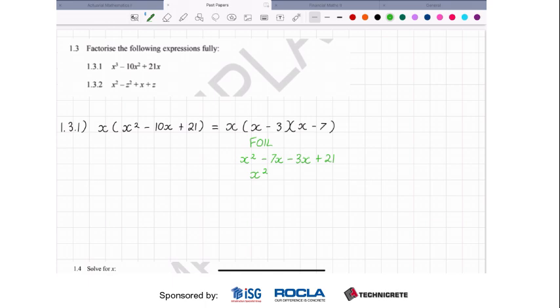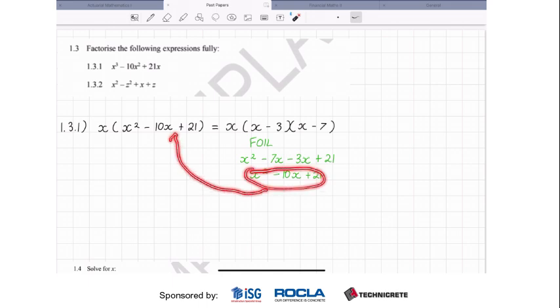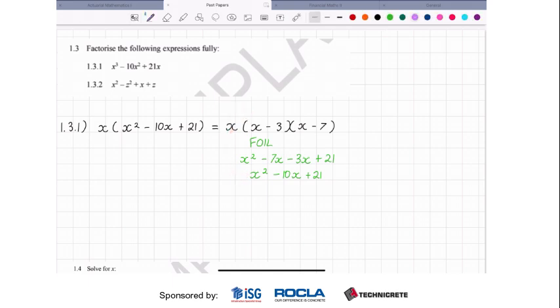And this simplifies to x squared minus 10x plus 21, which is exactly what I had for this bracket. And if I multiply all of the terms by x again, then I'll have x cubed minus 10x squared plus 21x, which is what I had originally before I took out this x here. So I know that I factorized correctly.